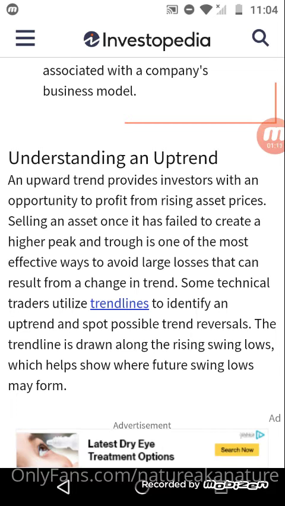A drop means prices are dropping down. Consider a pullback for selling an asset. So you will sell at a higher peak. It's an effective way to avoid losses that can result from a change in direction.